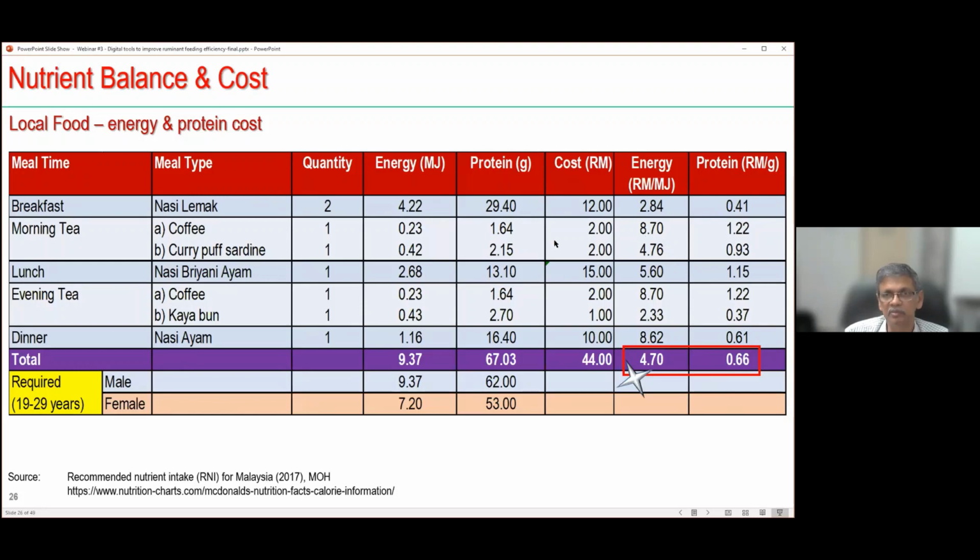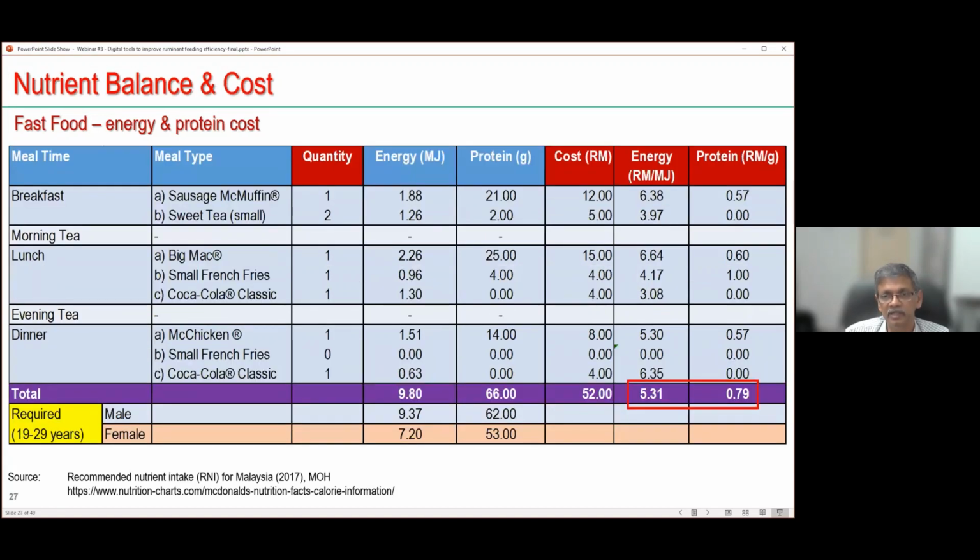So for example, nasi biryani is RM5.60 per megajoule. Kalau banding dengan kaya ban, only RM2. So this is, you nampak, this is more of an energy source compared to a protein source. It's cheaper. So the system bila kita bangunkan akan mengambil kira cost sebab animal production is an industry. Kita kena make money, kita kena compete, and we go back depending on importation.